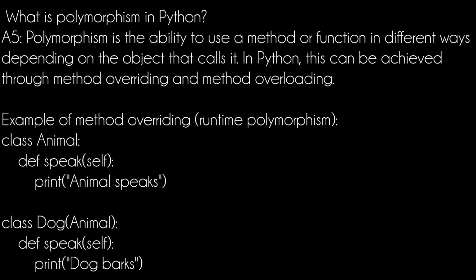What is polymorphism in Python? Polymorphism is the ability to use a method or function in different ways depending on the object that calls it. In Python, this can be achieved through method overriding and method overloading.